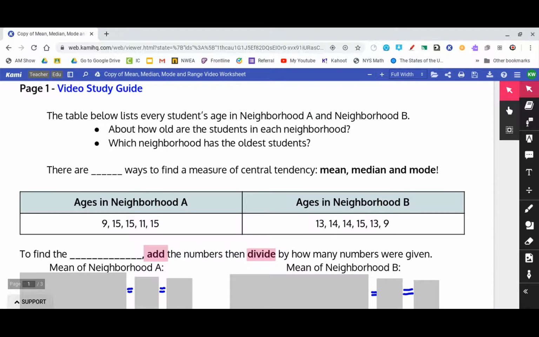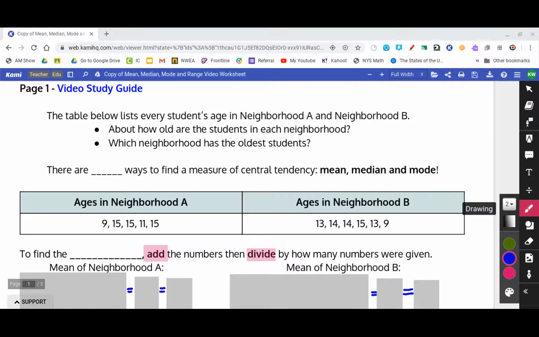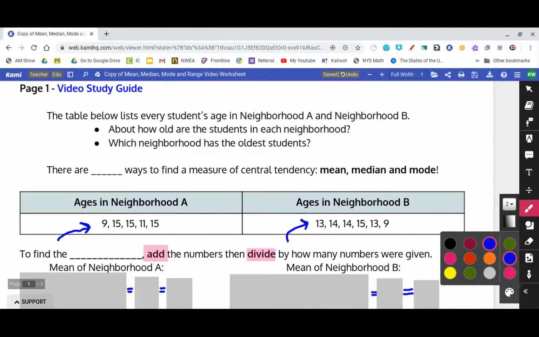So this says that the table below lists every student's age in neighborhood A and neighborhood B. So let's take a look at these two neighborhoods. Here's neighborhood A. They have kids that are 9, 15, 15, 11, and 15. And here's neighborhood B. They have students that are 13, 14, 14, 15, 13, and 9.